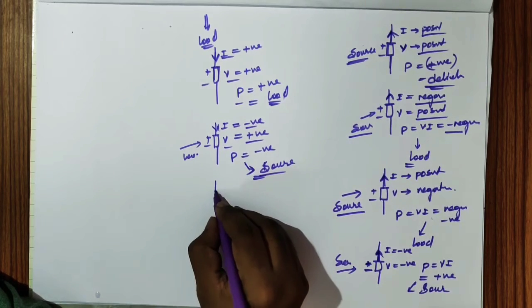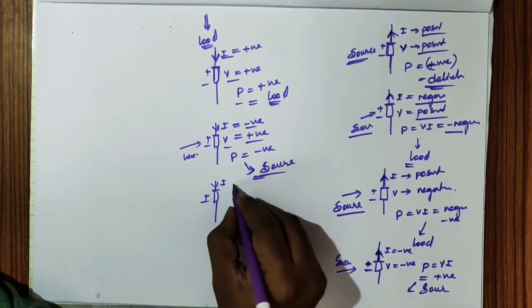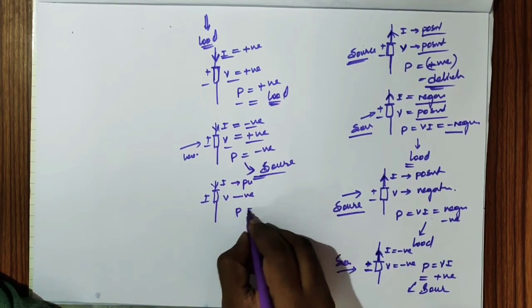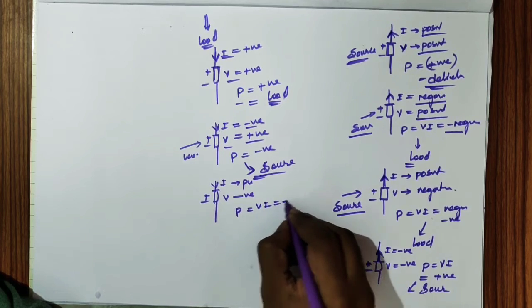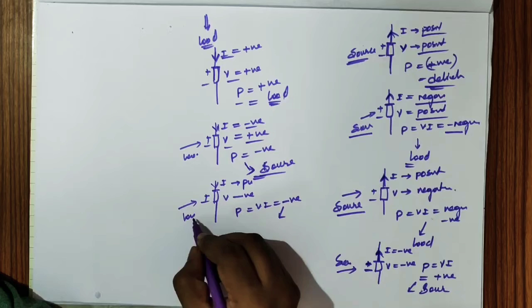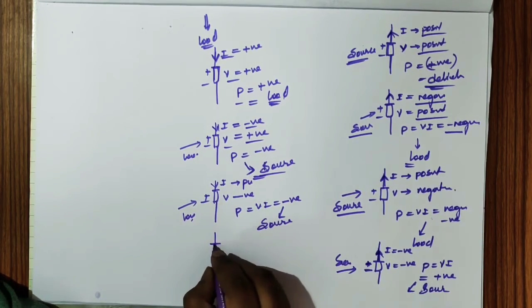Now another case, current entering: if I get this as positive and the voltage is negative, then VI will be negative. If this is negative, we are observing this as a load, so it is the opposite of that; this is a source. As simple as that.